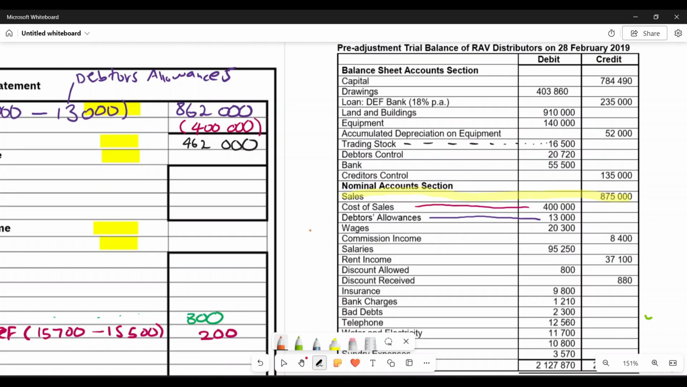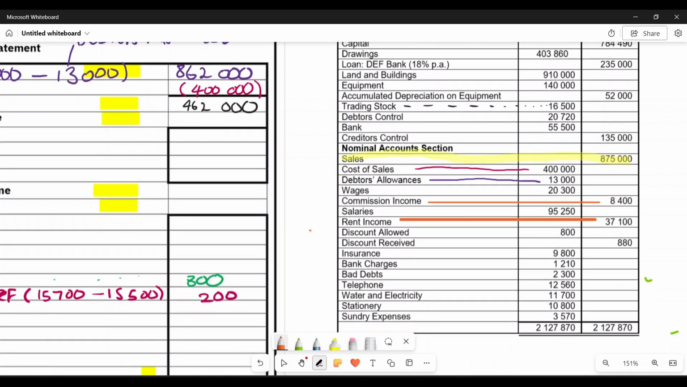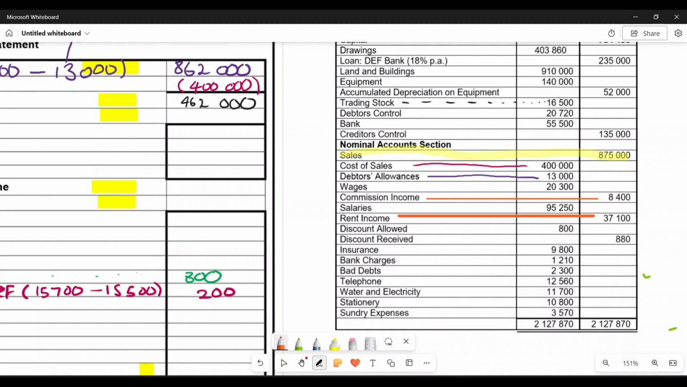Now let me try and classify the incomes that I have here. So I have my rent income. Now let me see, I have commission income. Now what other income do I have? I have discount received. So discount received should be classified as an income. This is the discount your creditors are giving you. What about discount allowed? Discount allowed, this is the discount that you as a business are giving to your customers. So it's an expense.